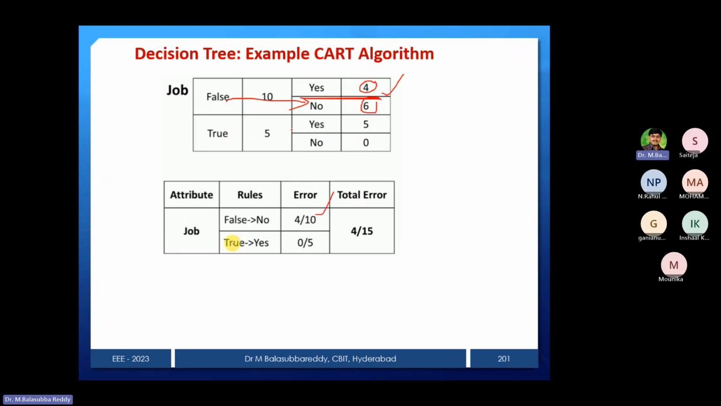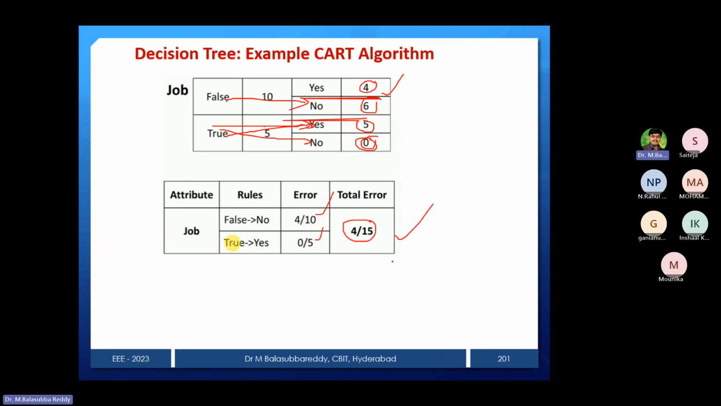And true, here yes is taken as 5 and no is taken as 0. So therefore, if I take true is yes, then 5 classified correctly and 0 incorrectly, then error is 0 by 5. You'll get that. So now your error is 4 by 15 if I take job as your root node. Now when compared to the previous, age as your root node, there we got 5 by 15. Now 4 by 15. Up to now it is the best one.